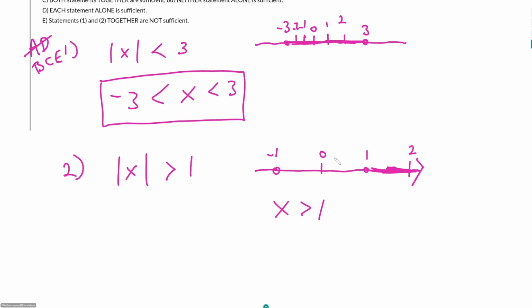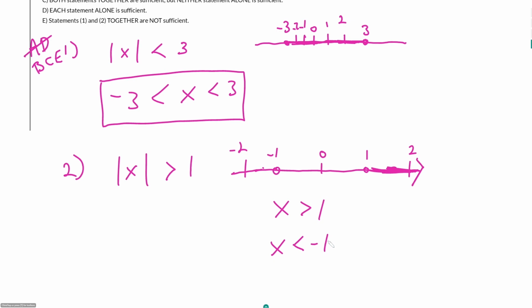And so we already said x cannot be 0. Can x be equal to -1? And x cannot be equal to -1 because absolute value of -1 is equal to 1. But what about -2? Absolutely. x can be -2 because absolute value of -2 is equal to 2, which is greater than 1. And so when x is less than 0, x has to be less than -1. So that is our other range.